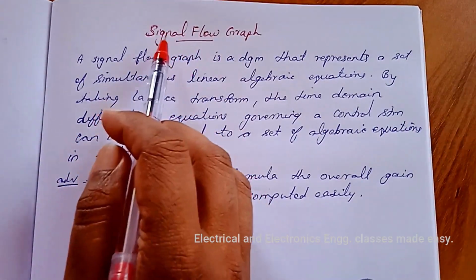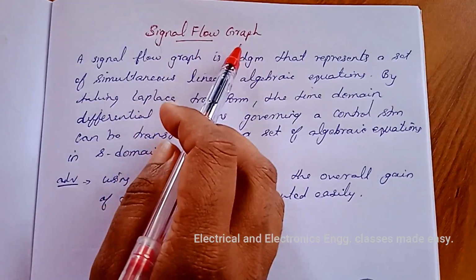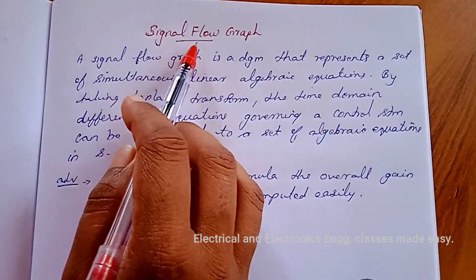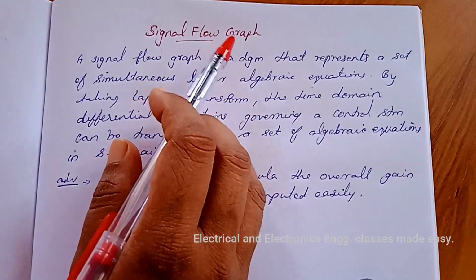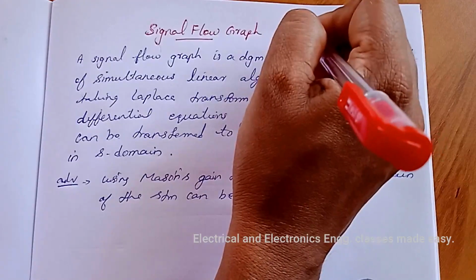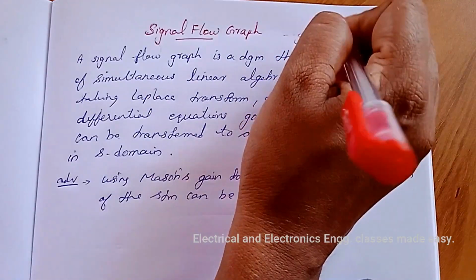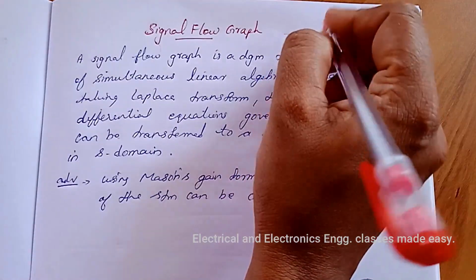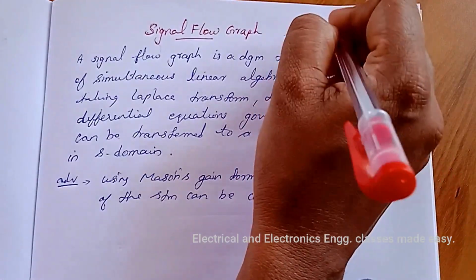Let us study about signal flow graph. The signal flow graph is used to represent the control system graphically, and it was developed by S.J. Mason.